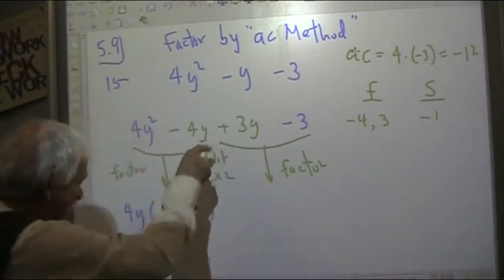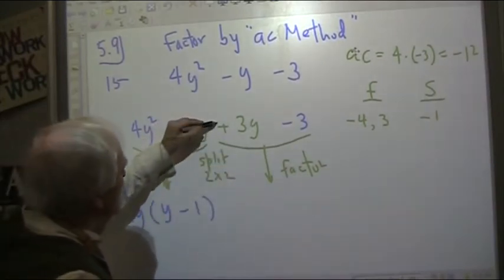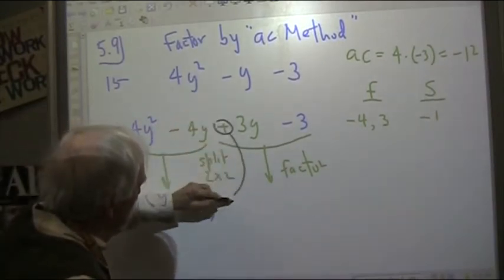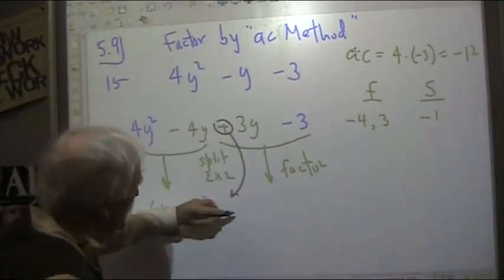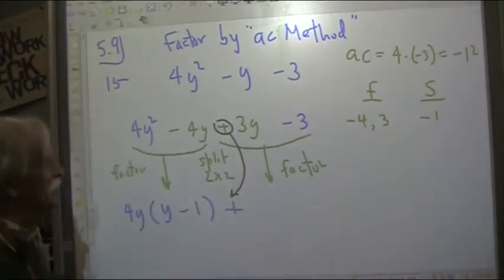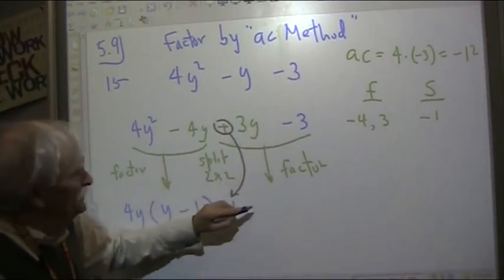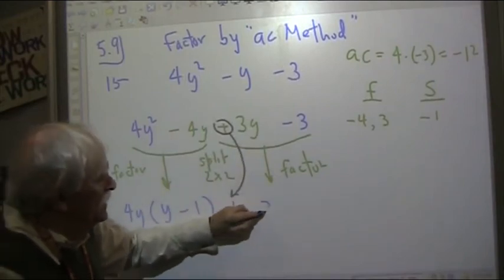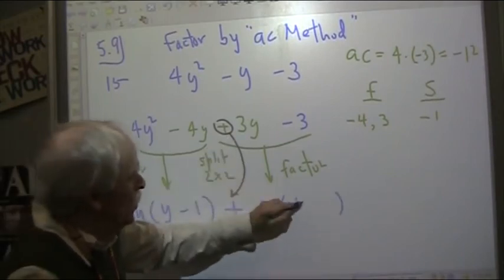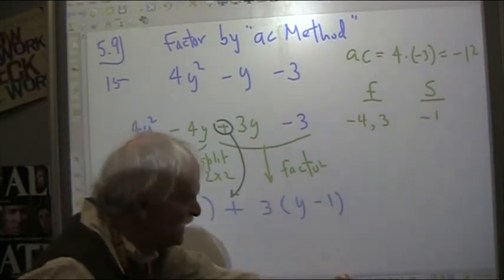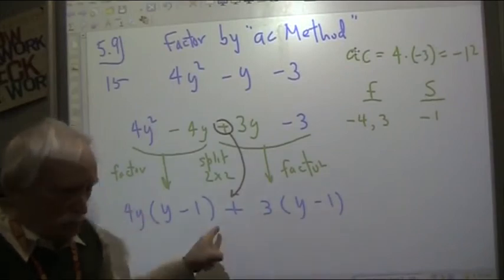Bring down this sign. You notice that the second scallop includes the sign that we now bring down. All right, so that's a plus. Good. And now, what's the GCF? 3. And the residue? Y minus 1. And now what do we do? Check.